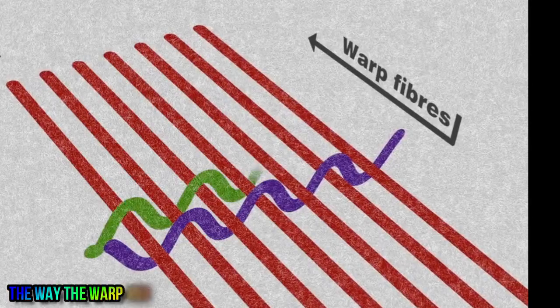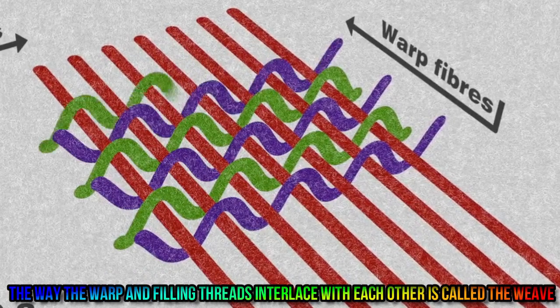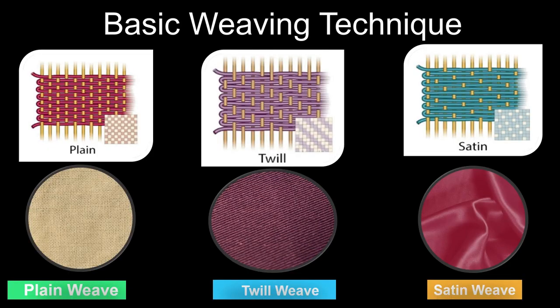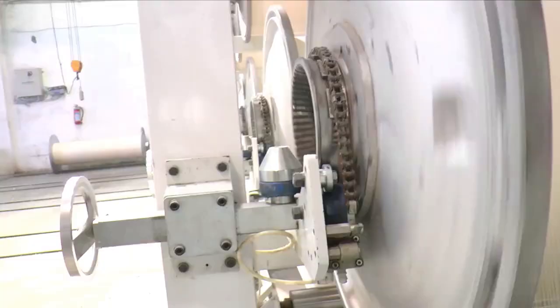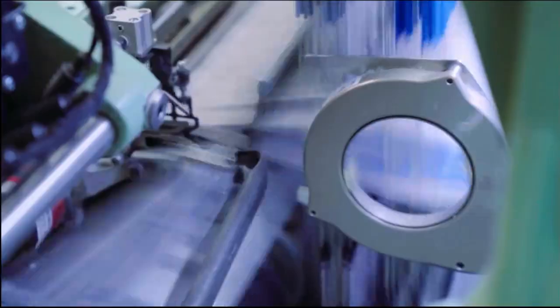The way the warp and filling threads interlace with each other is called the weave. The majority of woven products are created with one of three basic weaves: plain weave, satin weave, and twill weave. In this episode, we will explain the textile weaving process step by step.